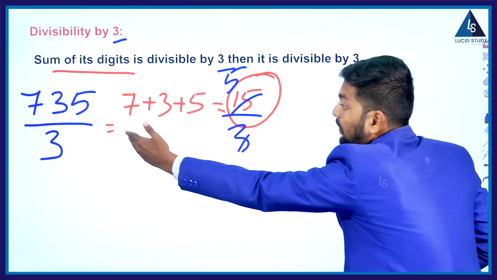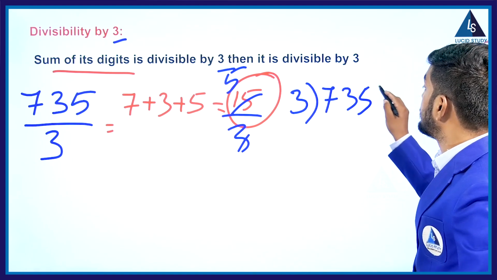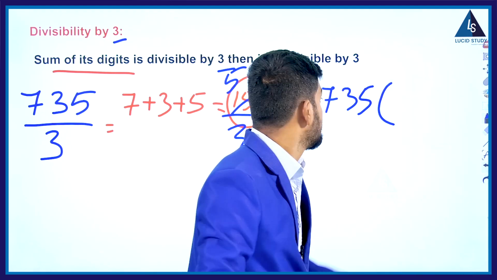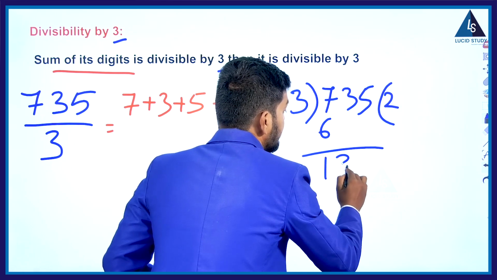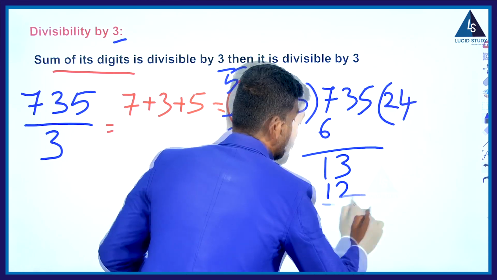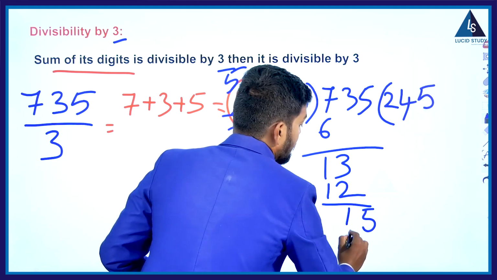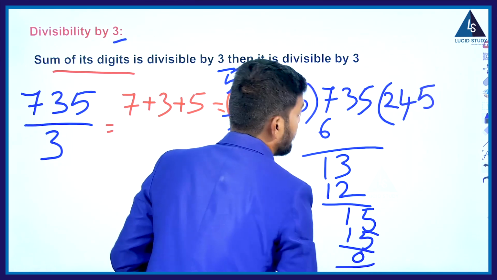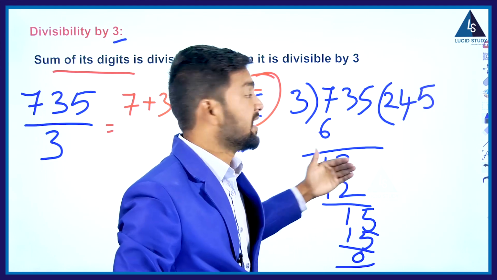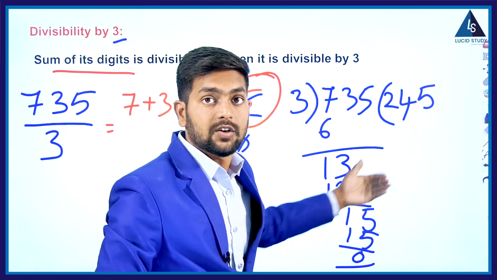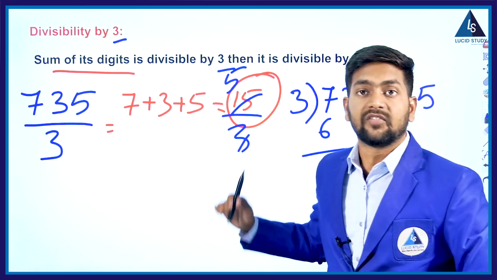Okay, now we'll divide this. Here we want to check if 735 is divisible by 3. 3 twos are 6, then 1. 3 fours are 12, 1, and you have to take 5 here. So 3 fives are 15. So we get 245. 245 into 3, we will get 735. So 735 is divisible by 3.